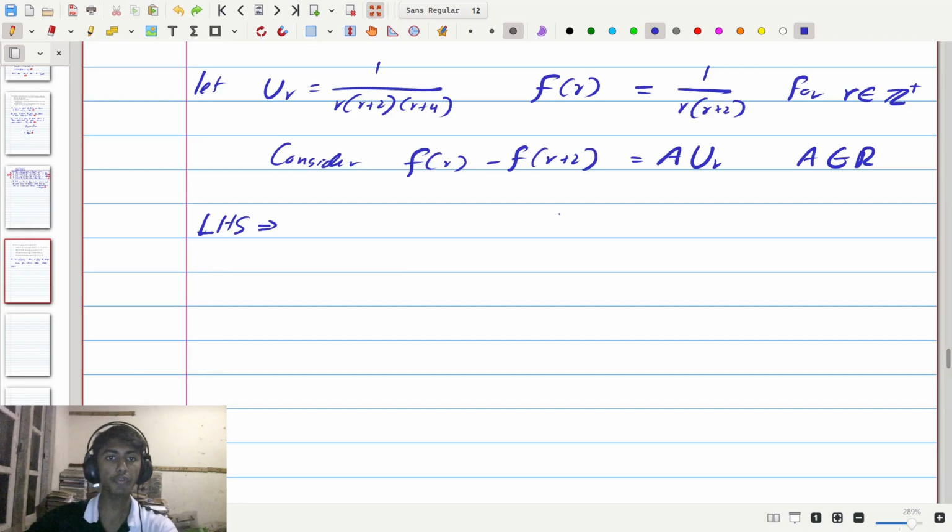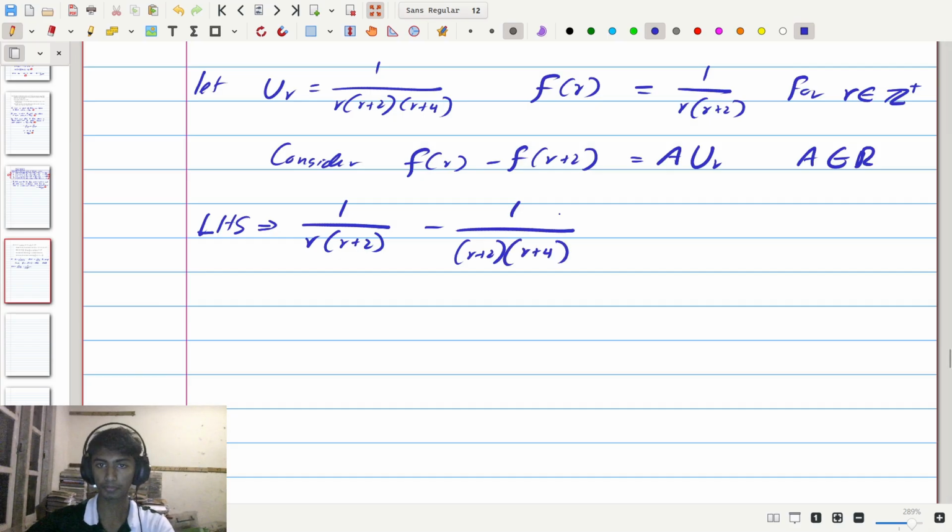So we can see f of r is just 1 over r times r plus 2, but for f of r plus 2, what we have to do is take the values of r here and replace all of them with r plus 2's. So this becomes r plus 2, and then here we have r plus 2 plus another 2, which is r plus 4, and therefore f of r plus 2 is equal to 1 over r plus 2 times r plus 4.